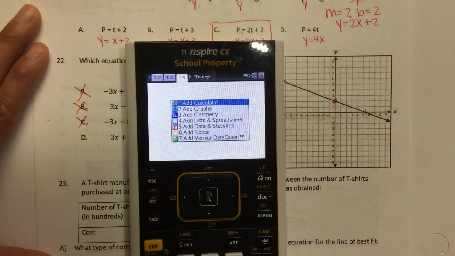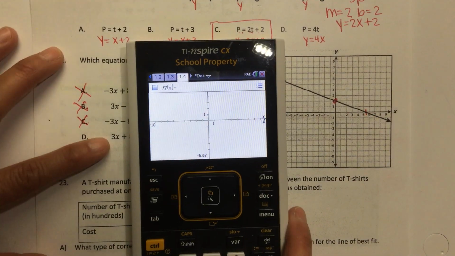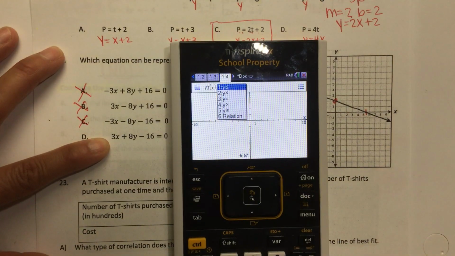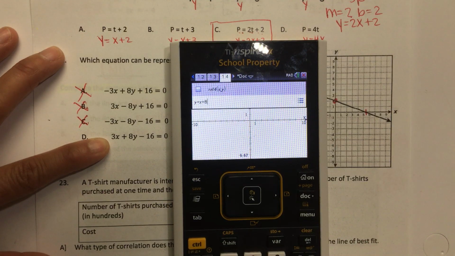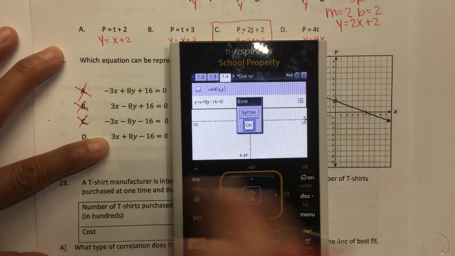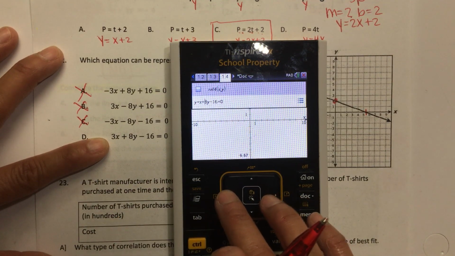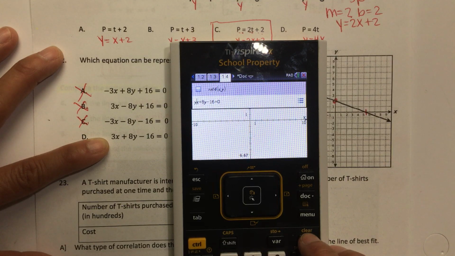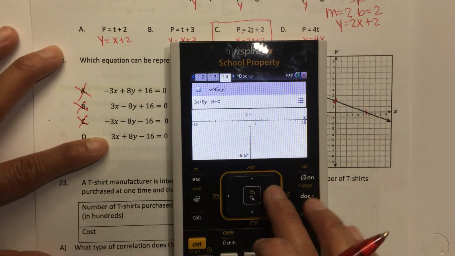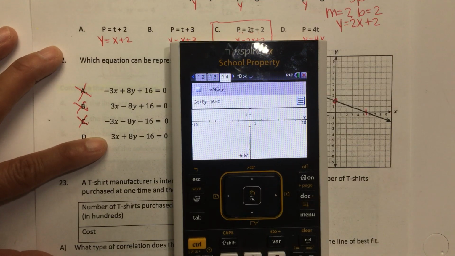When you graph letter D, 3x plus 8y minus 16 equals 0. Press, I have too many. 3x plus 8y equals 16, minus 16 equals 0.